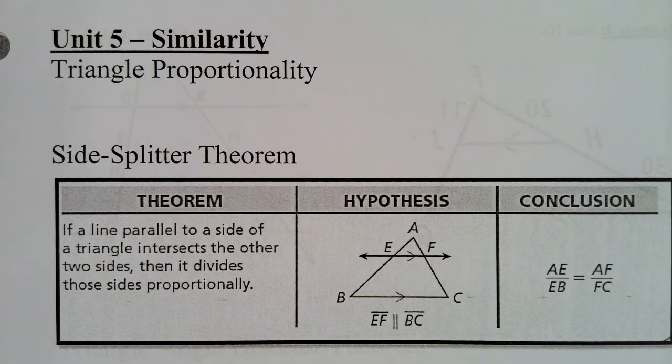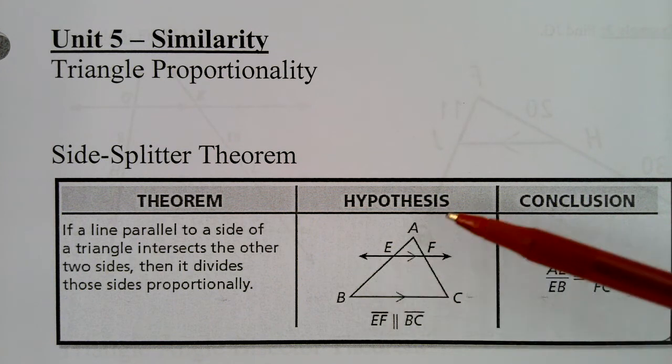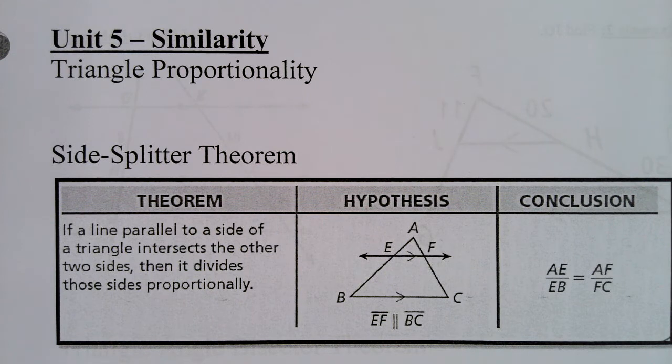Okay? So the conclusion is that you can say AE over EB equals AF over FC. Okay? Sometimes that's easier than doing AE over AB equals AF over AC. Okay? It's called the side splitter theorem.